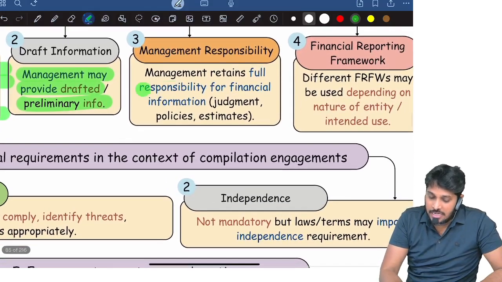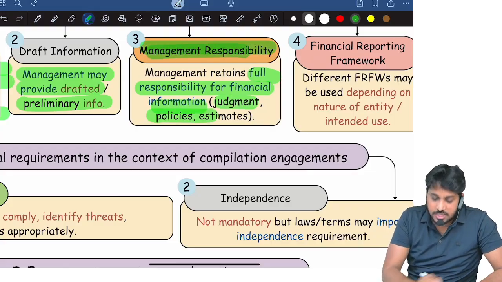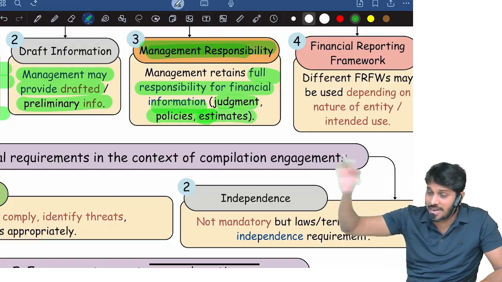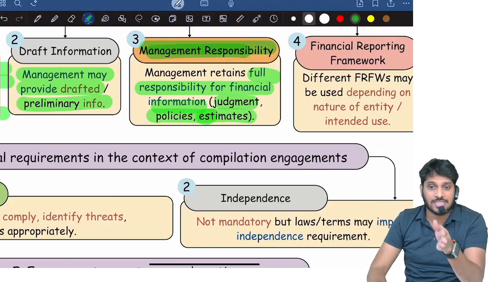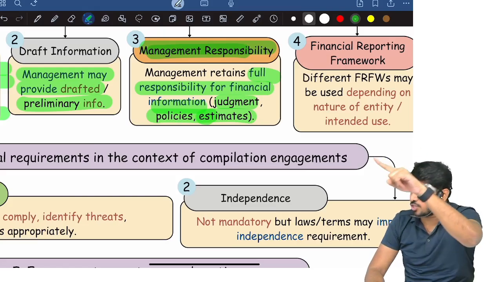And remember, ultimately the full responsibility for financial information is with management. Yes or no? With respect to management judgments, accounting policies, and accounting estimates, everything is management judgment. Management is solely responsible. The chartered accountant who assisted in compilation is never responsible. They are the only responsible party.